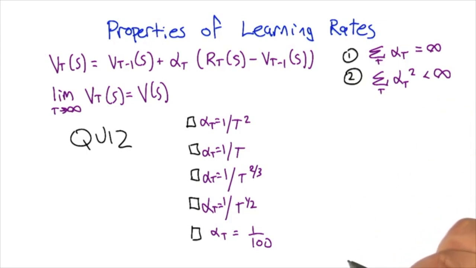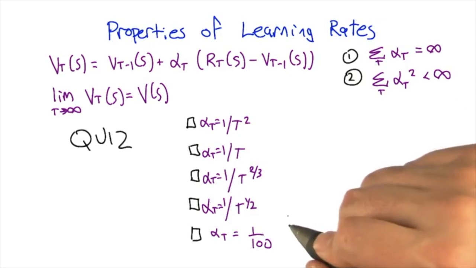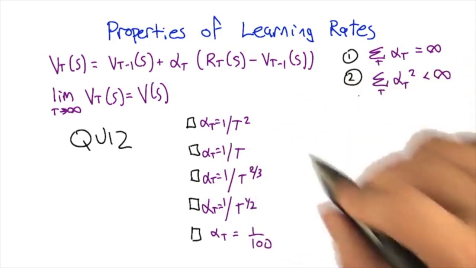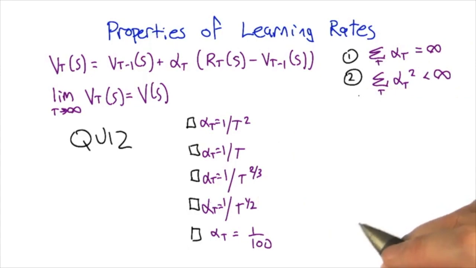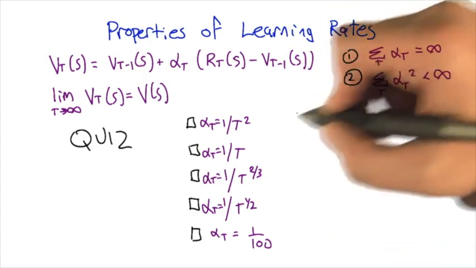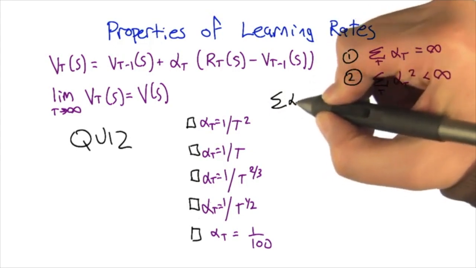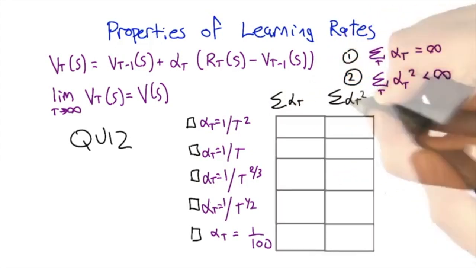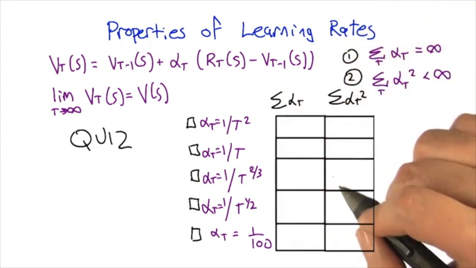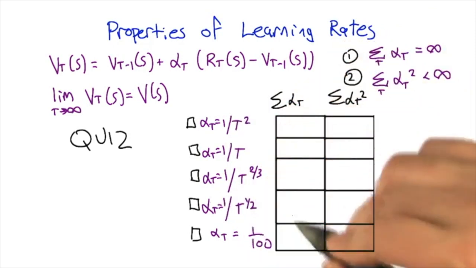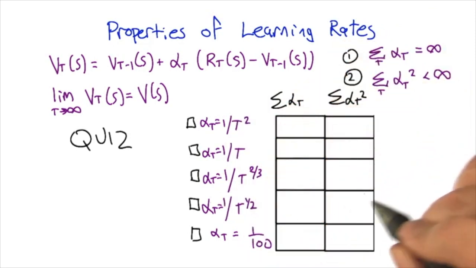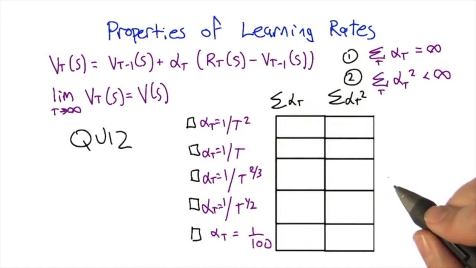We can probably do that together. To actually figure this out, we're going to need to check these 2 conditions, so we might find it useful to check each one individually. Here's the sum of the alphas, and here's the sum of the alphas squared. So how are we going to start filling some of these in? Are there any of these cases where we actually know what the sums are going to be? Yeah, 2 of them, I think, at least.